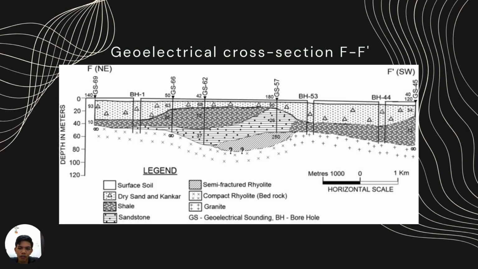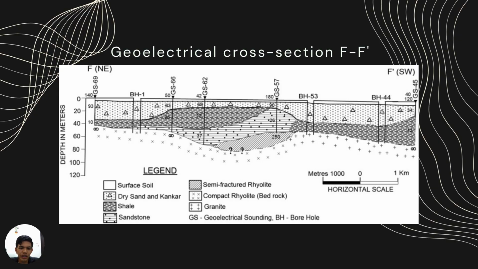The top layer is surface soil with resistivity ranging from 40 to 180 ohm meters and a thickness between 1 and 6 meters. Beneath it, the second layer consists of dry sand and kankar with resistivity between 34 and 93 ohm meters. This layer's thickness varies from 8 to 32 meters.